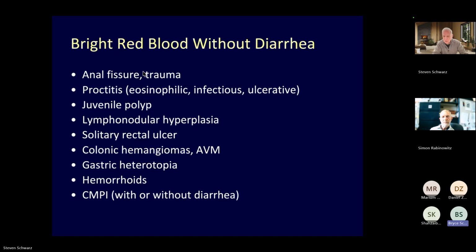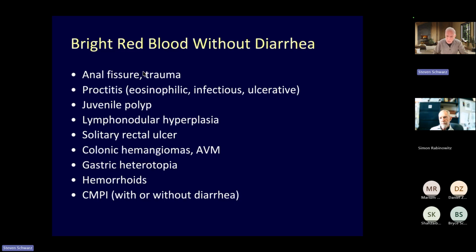And that it's on the surface of the stool? It's on the surface of the stool, all right? And it's generally associated with some history of pain on defecation. Proctitis, of course, in the 2 to 5 year group, juvenile polyp. Again, lymphonodular hyperplasia, a common cause, generally caused in a bimodal distribution.